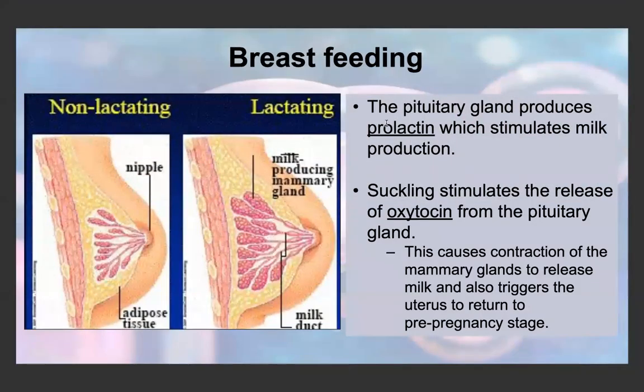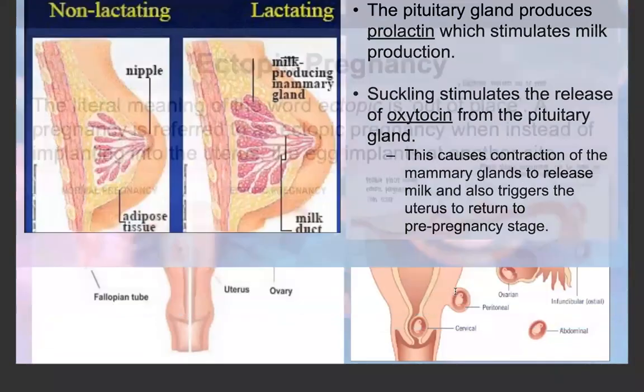When we look at breastfeeding, the pituitary gland produces prolactin, which stimulates milk production. And then when the baby is suckling, oxytocin is released from the pituitary gland, which causes the mammary gland to contract and release the milk to the baby. This also triggers the uterus to return to its pre-pregnancy state.